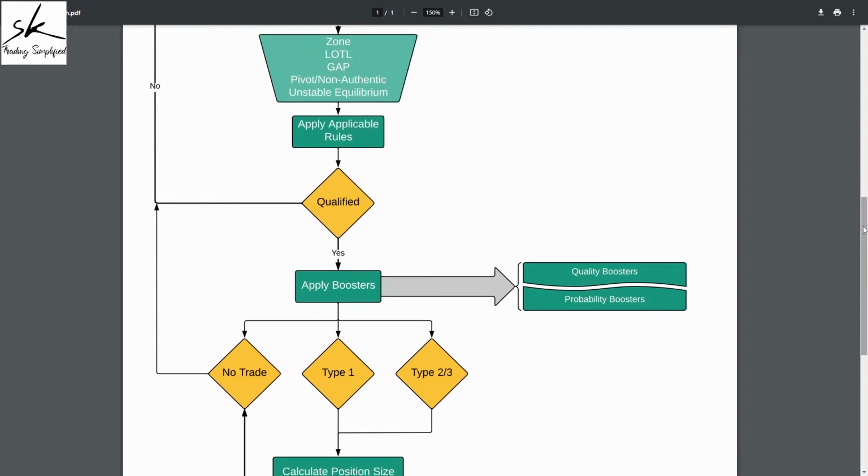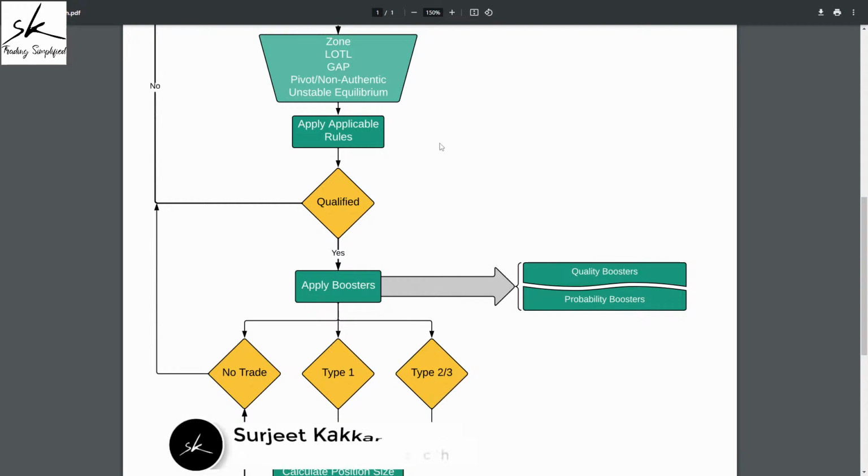And for qualification, we have a two-step process. In step 1, we'll qualify it based on certain conditions, and in step 2, we'll qualify it based on the booster scoring. So the first thing we'll check is that the zone I've identified, is it a case of level on top of level? And why are we qualifying that? Because if it proves to be a case of level on top of level, we might have to shift from the zone we have already identified to a different zone.